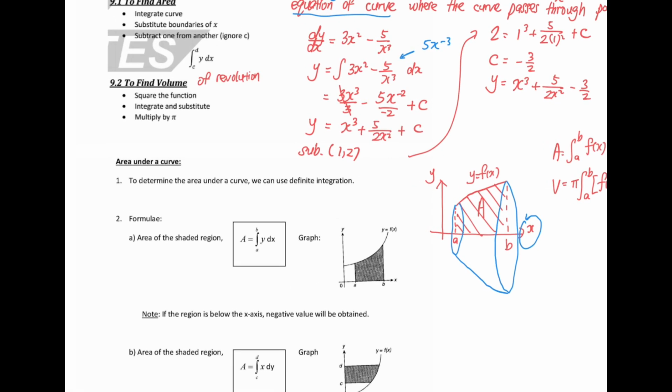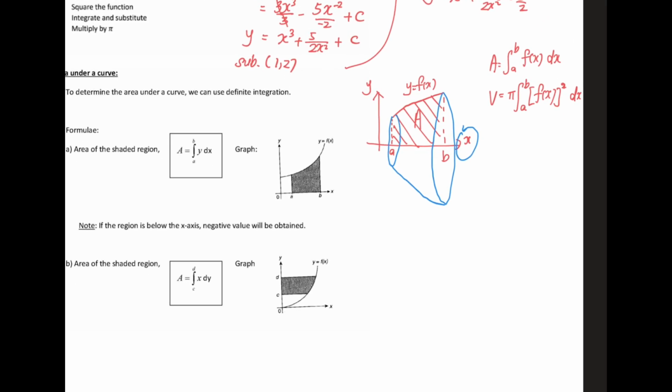Now we look at it in specific, how to find area under the curve in all kinds of scenarios. Okay, so let's see the information here. To determine the area under the curve, we can use definite integration, which means integration with lower and upper limit. The formula: A, area of the shaded region. So this is the general situation. You want to find the area from a to b, so you integrate the y, the y in terms of x, with respect to x.